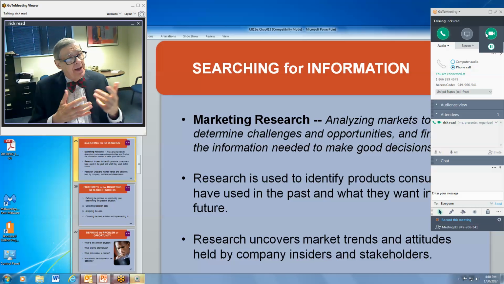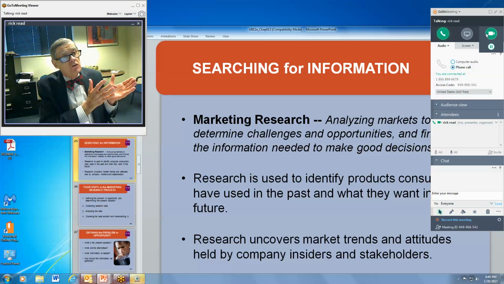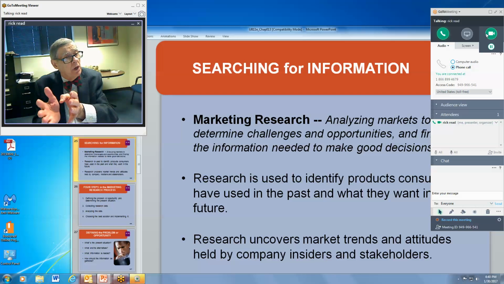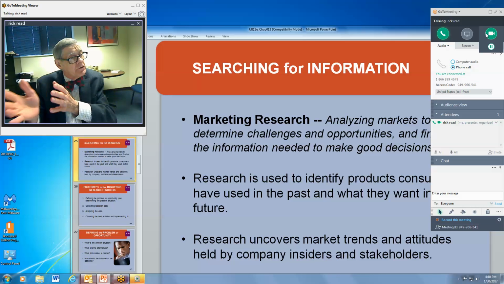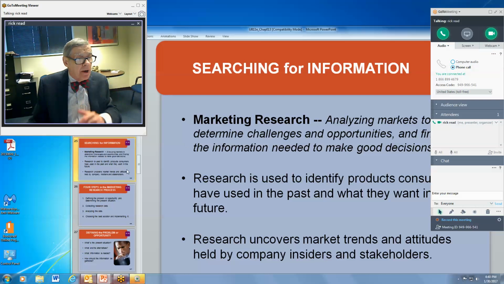So you need to find out the kind of people that you have, what kind of incomes they have, other demographics, etc. And research, as the last bullet said, if it's done properly and the right questions are asked, can give you some idea of trends. What people are going to do maybe next month or 2 months from now or 6 months or a year from now. And that helps you do a better job of understanding the market.